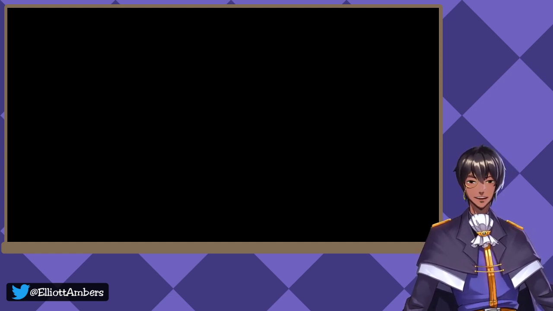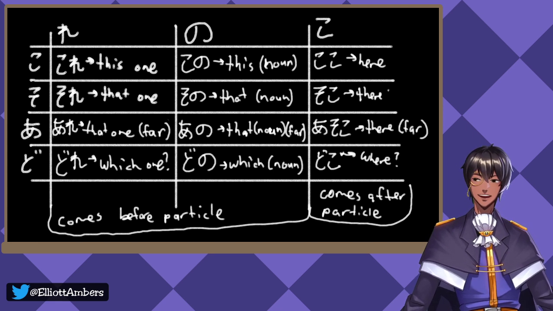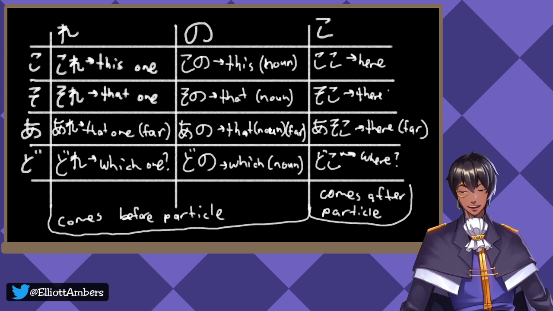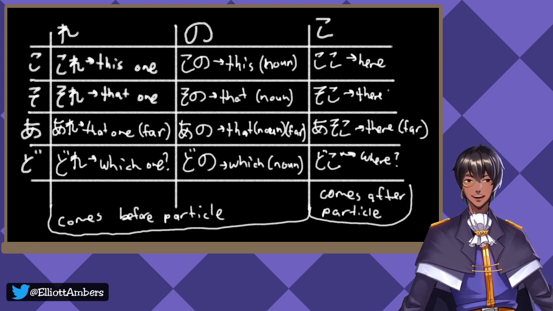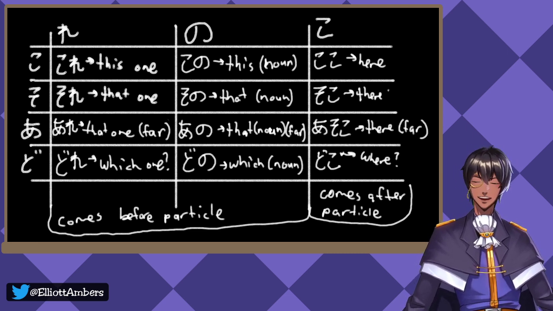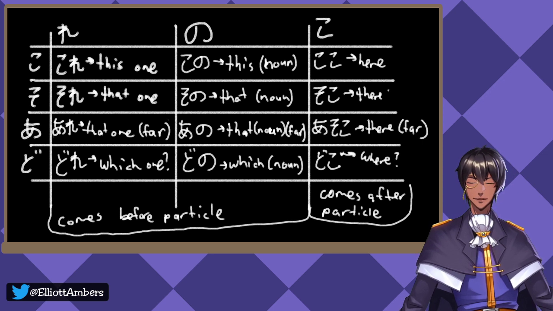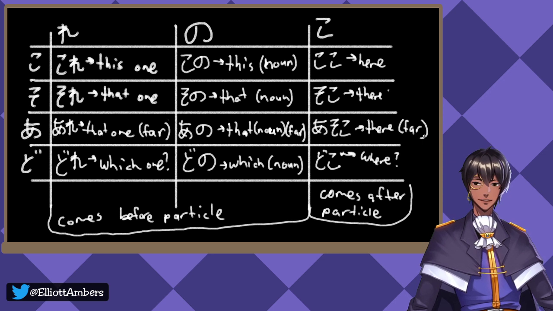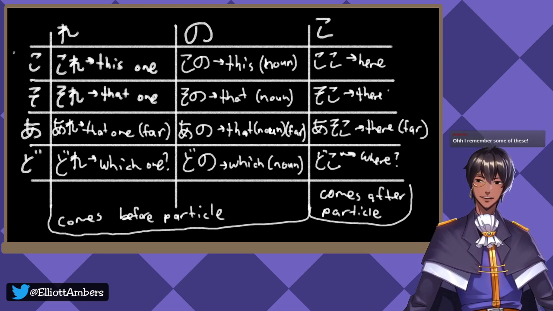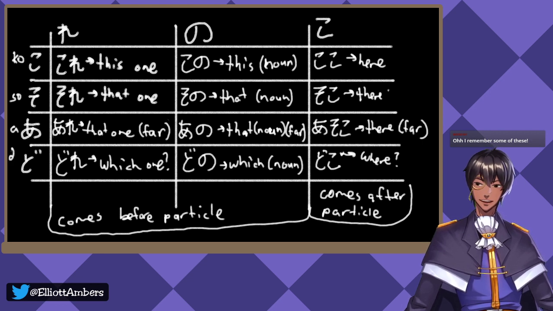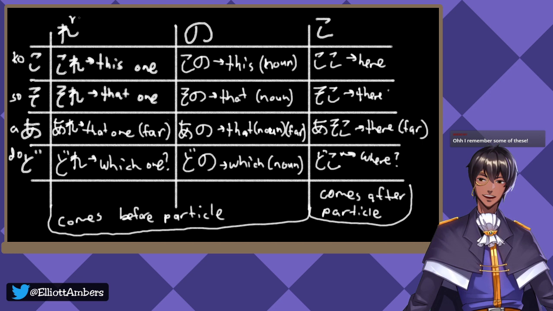So let's start with this chart. Last week's lesson focused on what we call the kosoado words, which refer to the position of objects and the position of people relative to you or the person you're speaking to. If you don't remember how these words or characters are pronounced, I'll also mark that in. Right. So this is ko, so, do, and this is re, no, and ko.